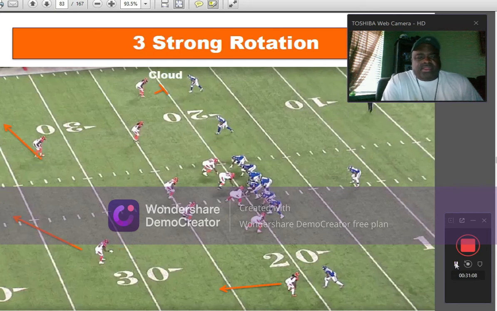Now you look at that. You look at that cloud. That cornerback is playing cloud, so he has the flats. You look at his head. His head is turned inside. Looking at that quarterback, he's looking inside. Look at the rotation of the safeties. They're going to rotate out. This is a cover 3.